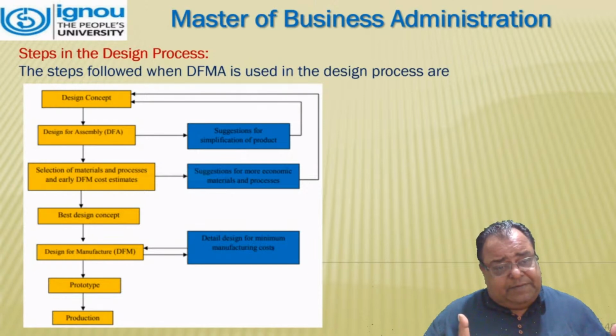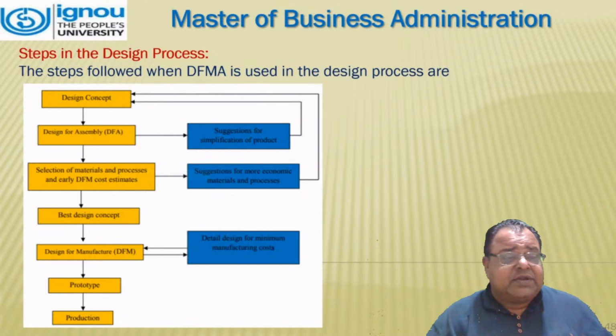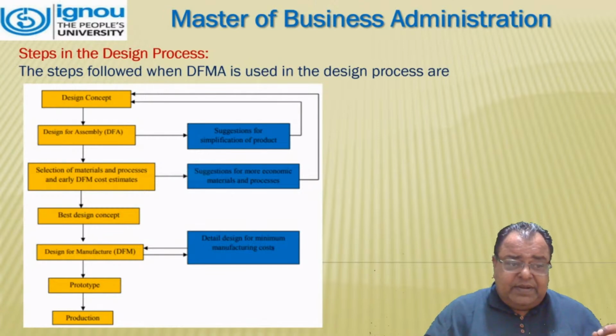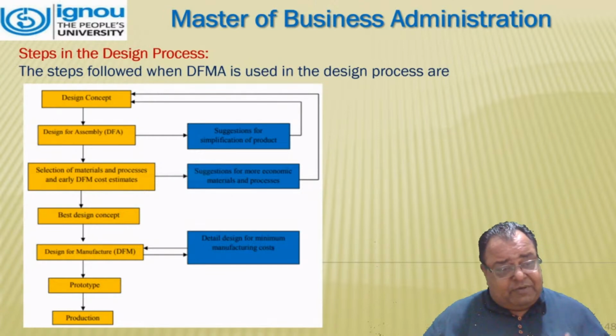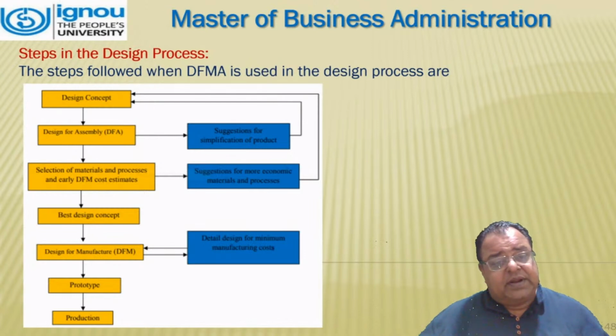It basically consists of 7 or 8 steps which are required to be performed, and some of them are also interrelated. So we start with the design concept, design for assembly, selection of material and processes, and the early DFM cost elements. Best design concept, design for manufacture, that is DFM, prototype, and then comes the production.